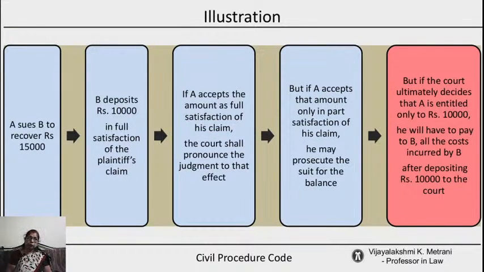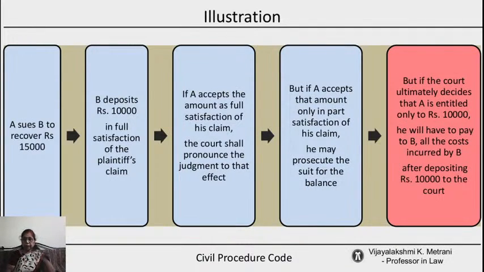A sues B to recover rupees 15,000. B deposits rupees 10,000 in full satisfaction of the plaintiff's claim. Now, if A accepts the full amount as full satisfaction of his claim, though it is less than what he has asked, the court shall pronounce the judgment to that effect. But if A accepts that amount only in part satisfaction of his claim, he is allowed to prosecute the suit for the remaining 5,000 rupees.